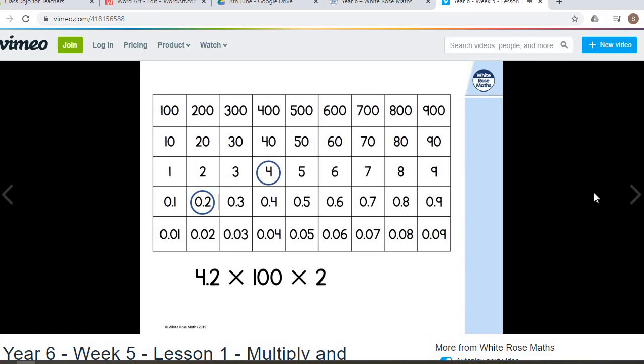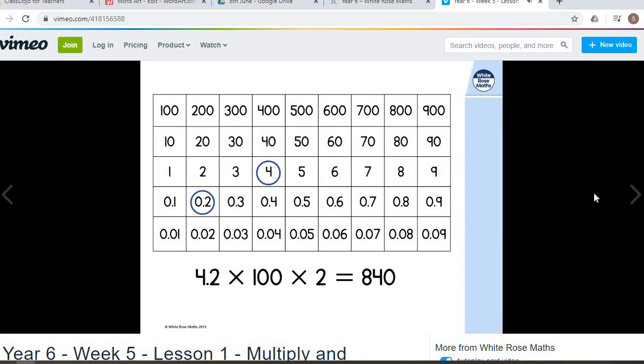Let's think of Rosie's first. Rosie said it was 4.2 times 100 times by 2. Let's picture that. Let's times 4.2 by 100 first. We can see that would be 420. And then if we doubled that, well, double 400 would be 800 and double 20 would be 40. So that would be 840.